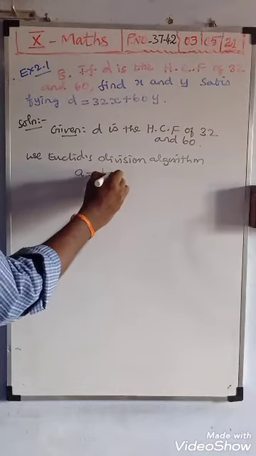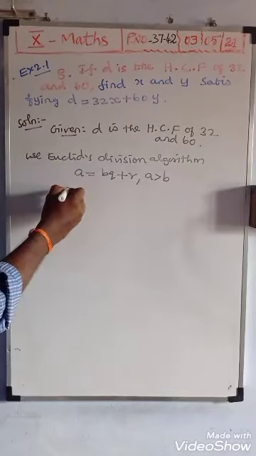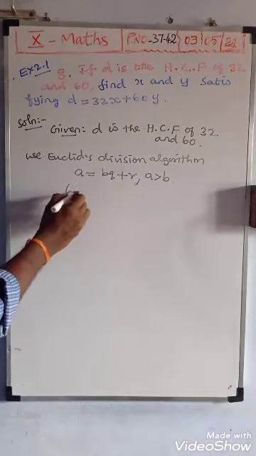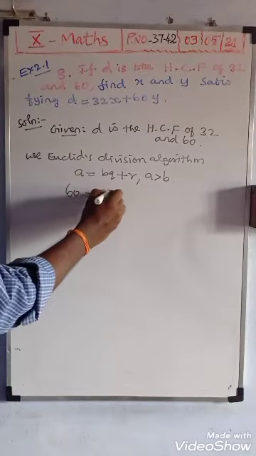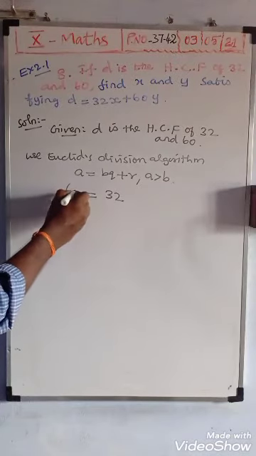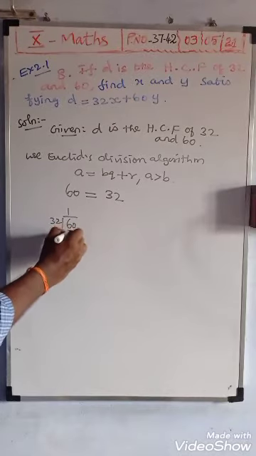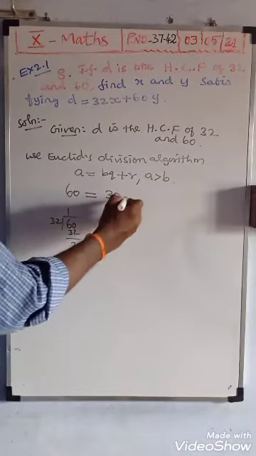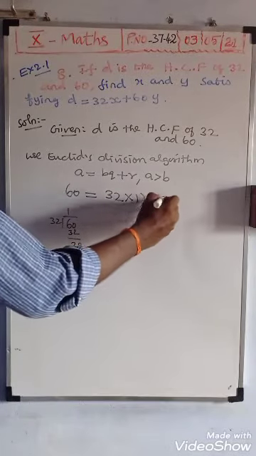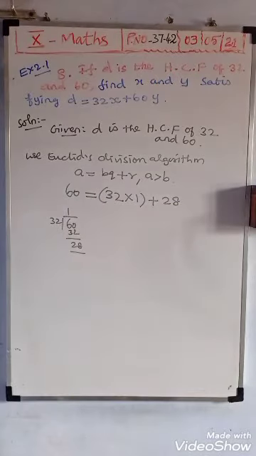Okay, so a is equal to bq plus r, a is greater than b. So you substitute here, a is 60. 60 is equal to, you should divide it by 32. 60 divided by 32, how many times is possible? Only one time is possible. So the remainder you will receive is 28. So 32 into 1 plus remainder 28.